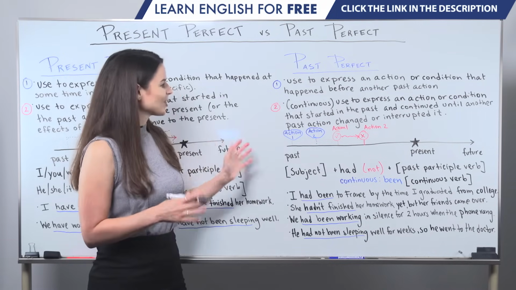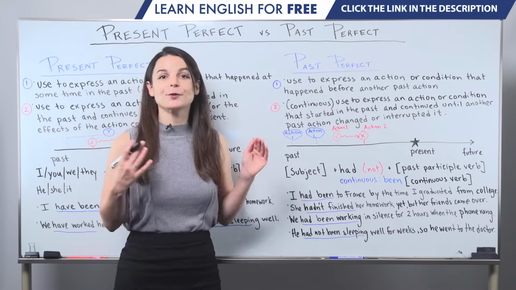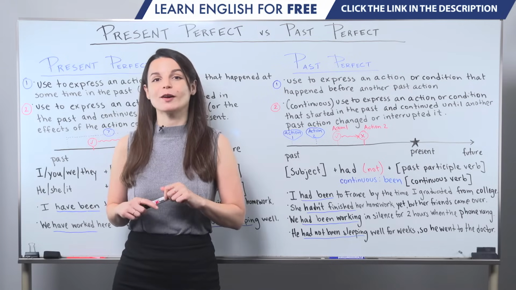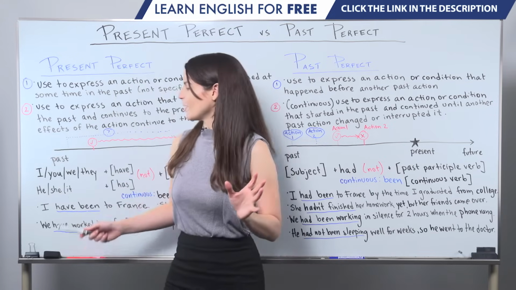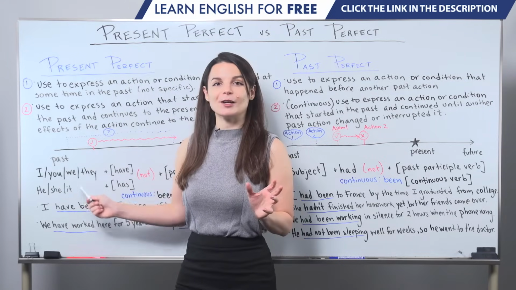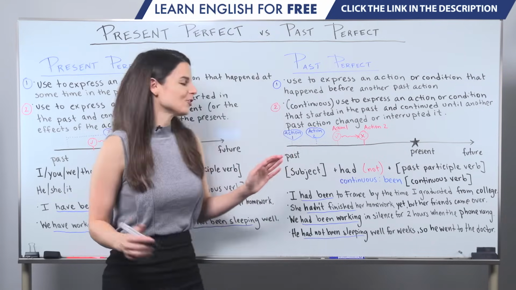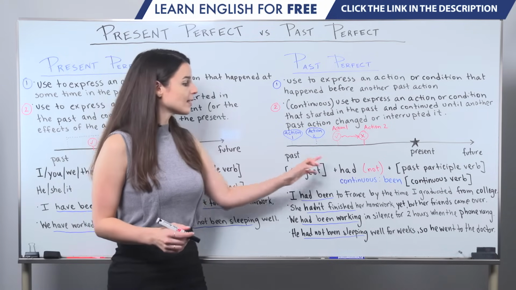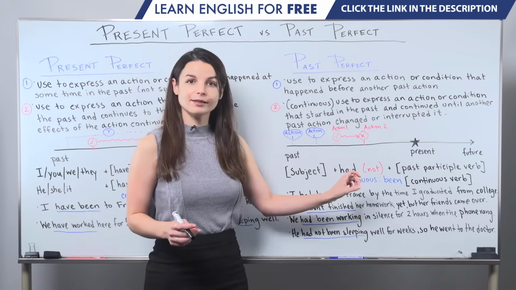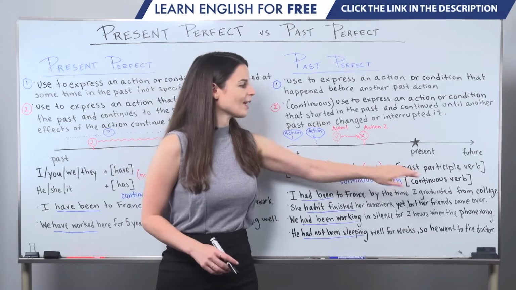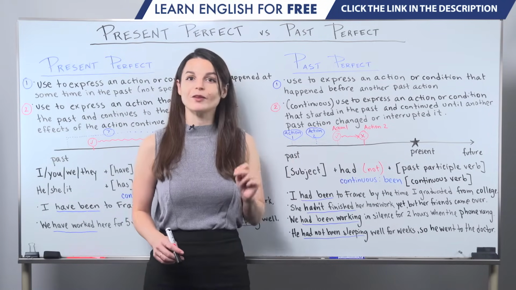All right, let's quickly refresh our minds on how to make this grammar, and then we'll go to our example sentences. With this grammar, we don't need to worry about different subjects like I, you, and he, and she. We can just use subject plus had. To make it negative, we use not in this position, and then we end with a past participle verb.